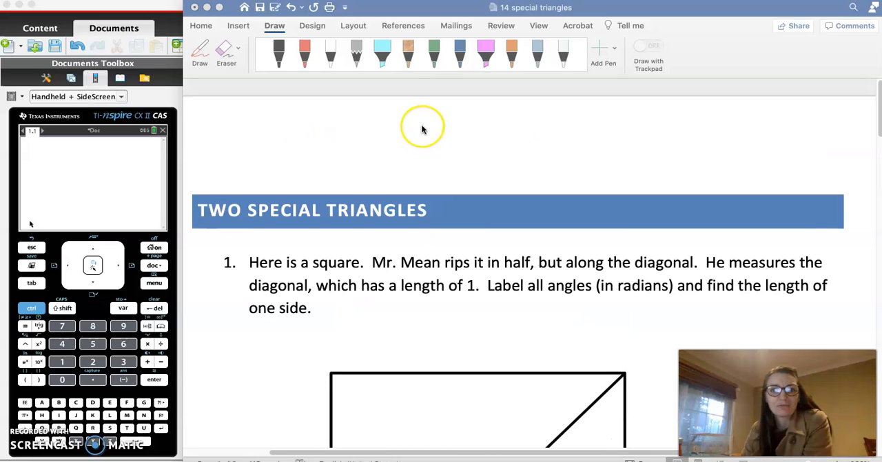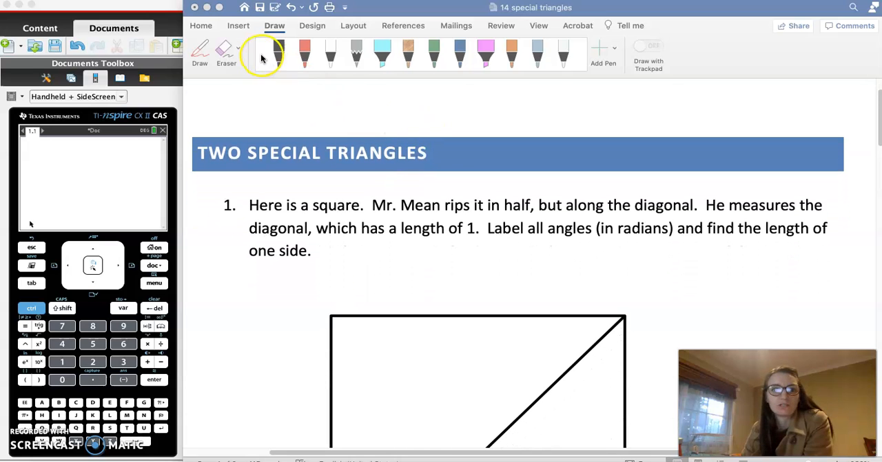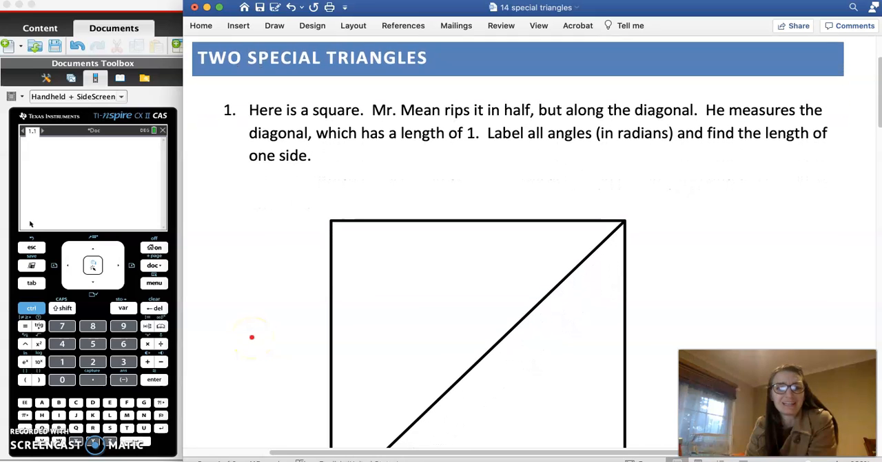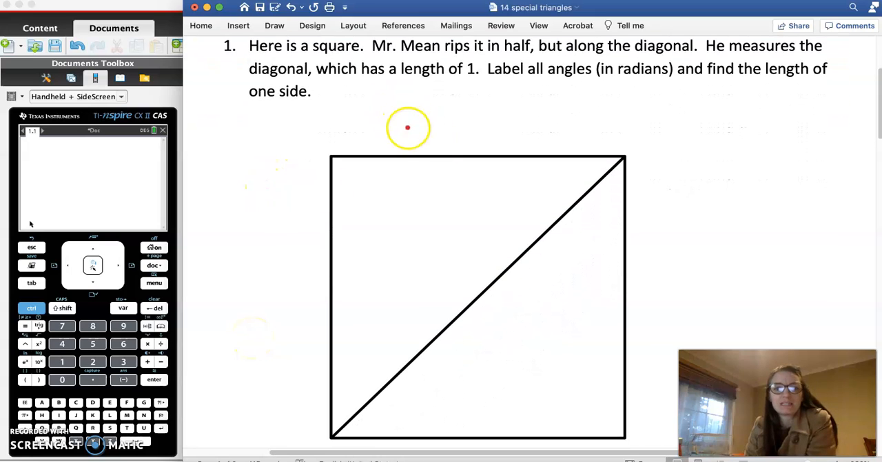Okay guys, let's go through the two special triangles sheet. It probably does need some explanation. So here is a square. Mr. Mean rips it in half, but along the diagonal. He measures the diagonal, which has a length of 1.